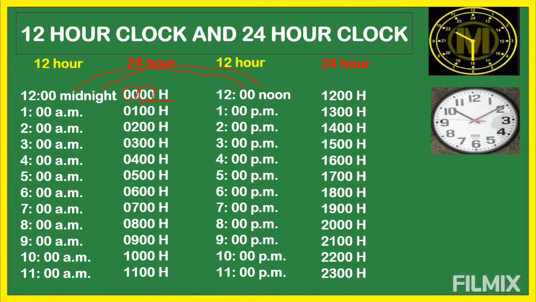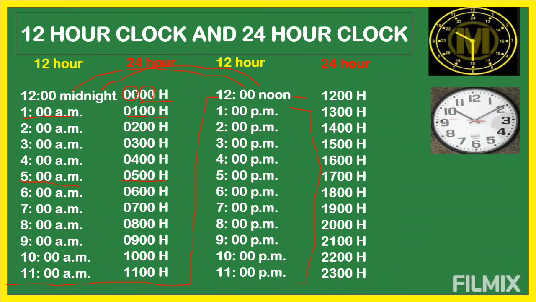How are we going to convert a 12-hour clock into a 24-hour clock? Time from 12 noon or less, that is AM, is just the same as the 24-hour clock. For example, 5 AM is just 500 hours. 1 AM is 100 hours. But for time more than 12 noon, from 1 PM onward, we need to add 12 hours to make it into the 24-hour clock.